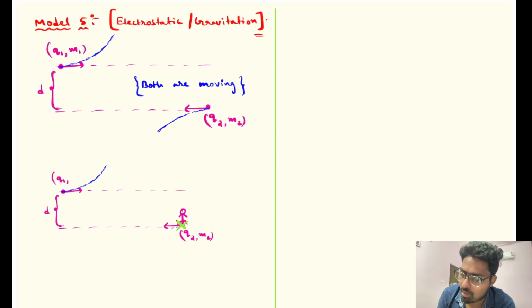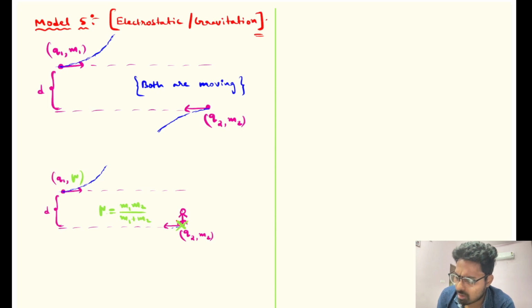It won't be m1 any longer. It will be mu. So what is mu? The reduced mass is nothing but mu, which is m1 m2 by m1 plus m2.